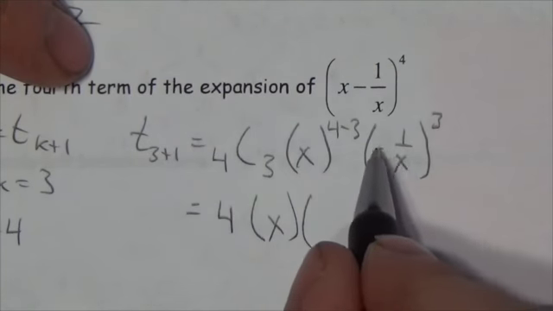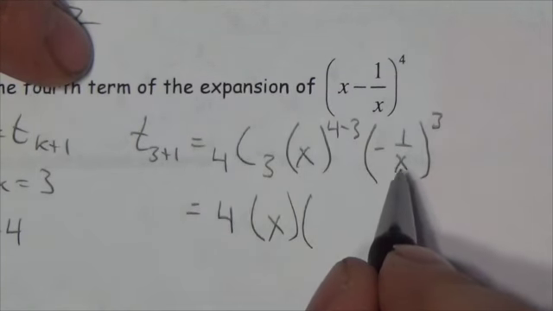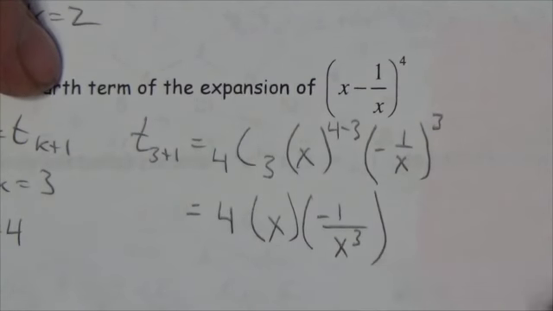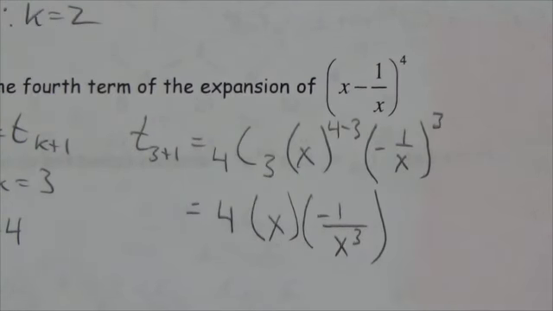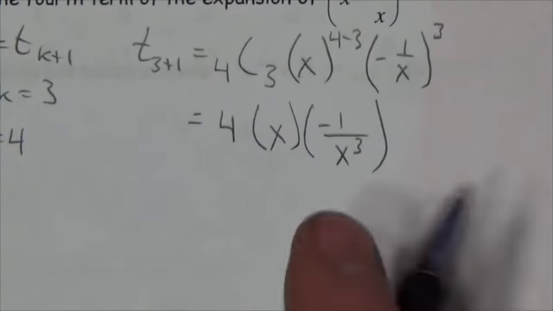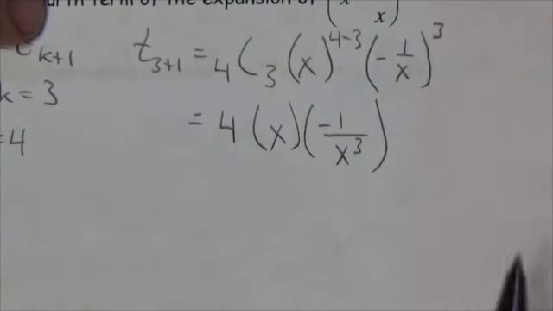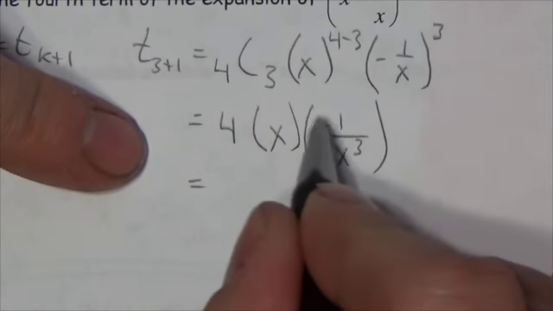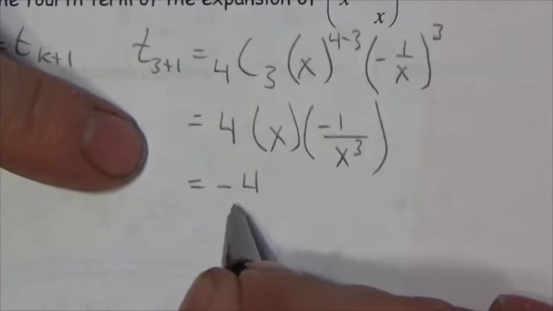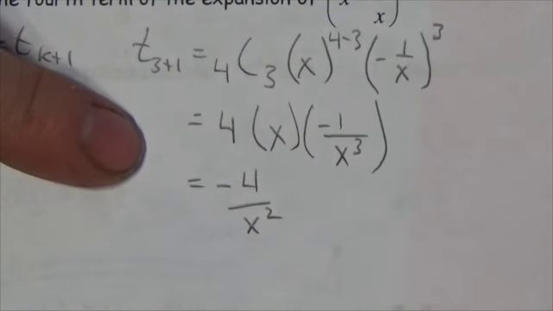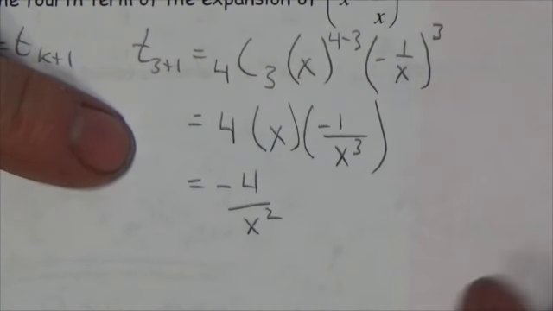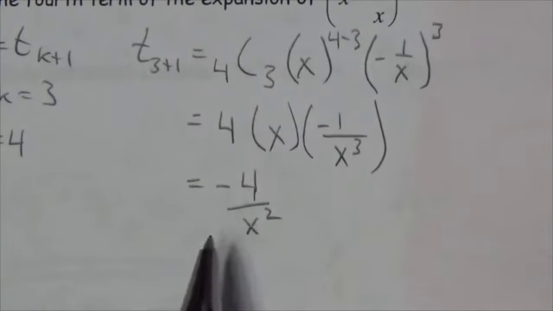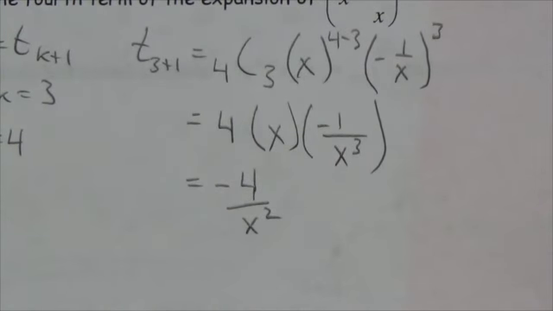But here we're going to get negative 1 over x cubed, because negative 1 cubed will just maintain that sign, right? The odd exponent won't get rid of the negative. Now, I've got an x in the numerator and an x in the denominator, and I've got a negative out there, so this becomes negative 4 over x squared. So yes, we do get a little bit of canceling here, just as we would have expected. So there we go. The fourth term in the expansion is negative 4 over x squared.